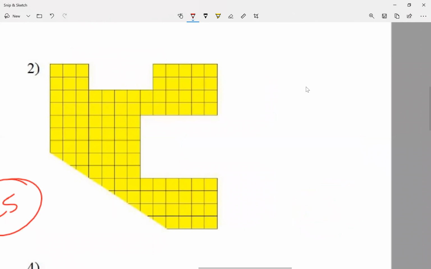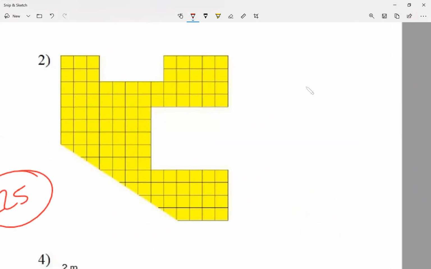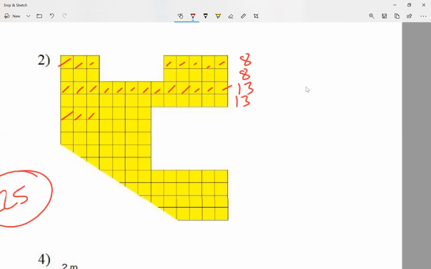Let me count the squares. In this row, I have 1, 2, 3, 4, 5, 6, 7, and 8. And I'm going to say another 8. And this other one, I have 1 through 13, plus another 13. Now here I have 1 through 7, plus 7, plus 7. Now, the interesting part here at the bottom, some of my squares are going to be cut in half or pieces. So let me just count the complete squares.